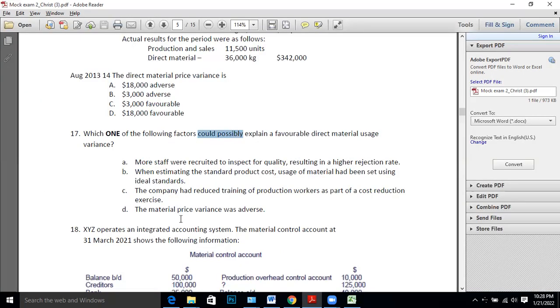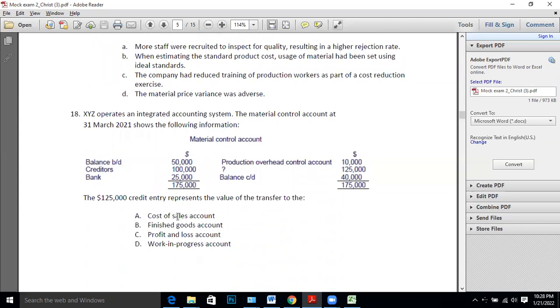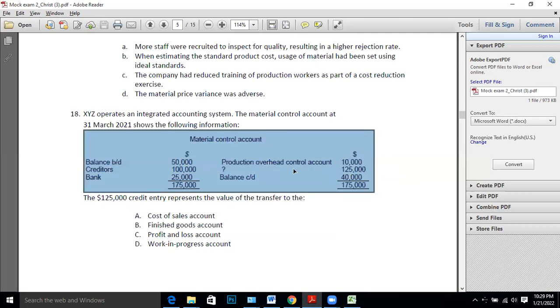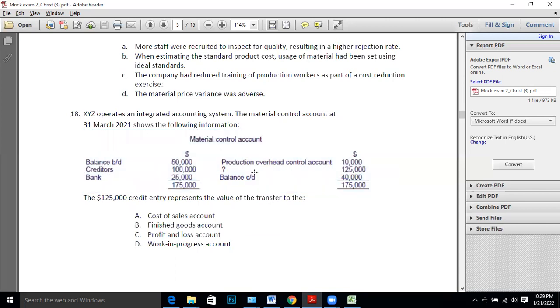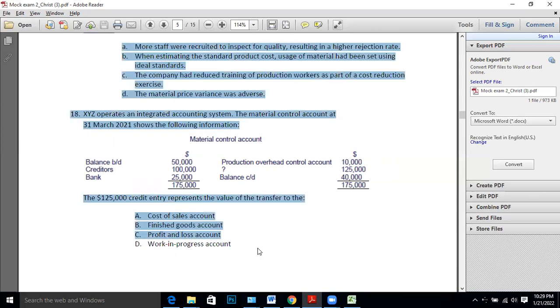18. XYZ operates an integrated accounting system. In the material control account, a 125,000 credit entry represents the value of the transfer to what? In material control accounts, the material can go to production overhead, it can go to work in progress, or it can go to non-production overhead. Those are the three we take from material. Here production overhead is already there, so what remains could be either work in progress or non-production overhead. Which one do we have? Work in progress is there. Option D.